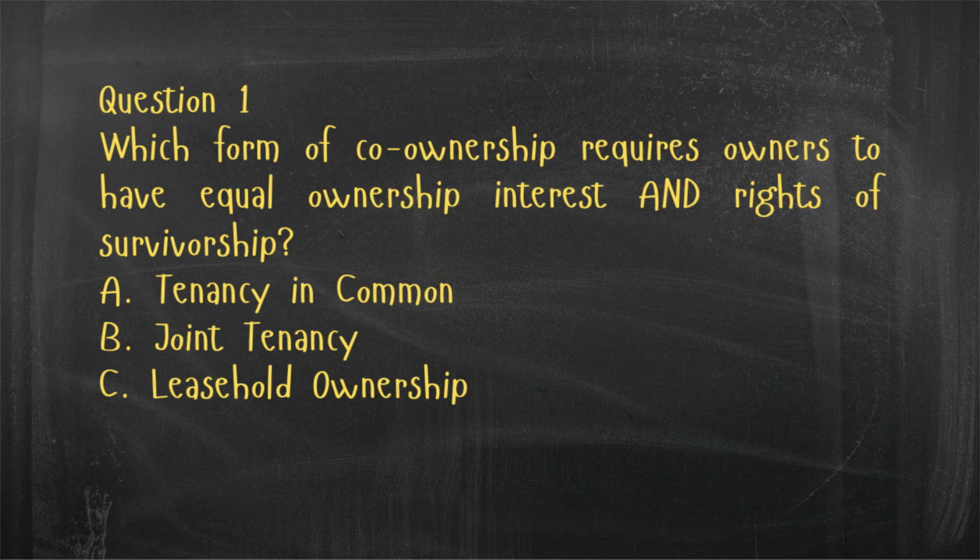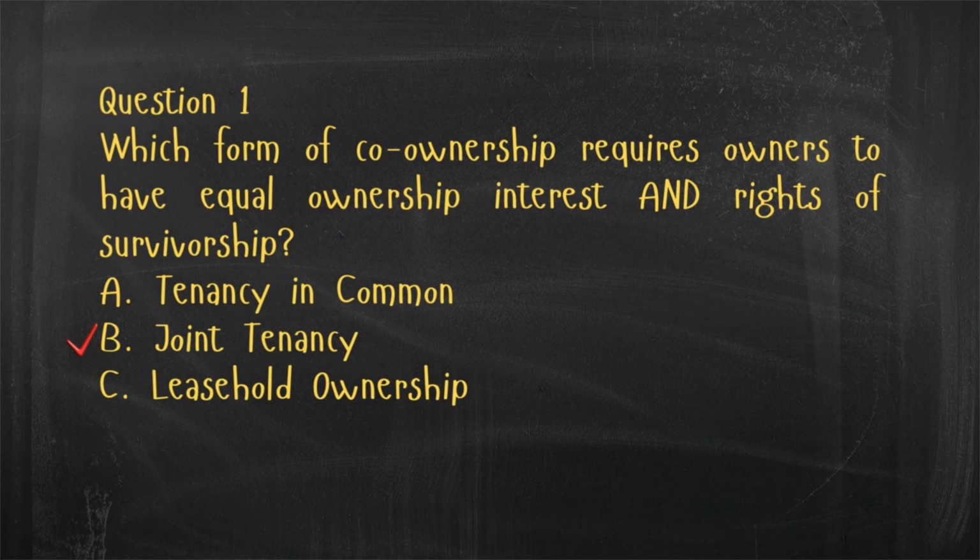Question number 1. Which form of co-ownership requires owners to have equal ownership interest and rights of survivorship? A. Tenancy in common. B. Joint tenancy. C. Leasehold ownership. You might want to pause for a few seconds while you contemplate the answer. The answer is B. Joint tenancy.